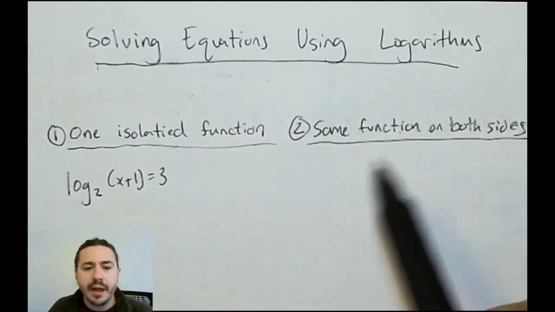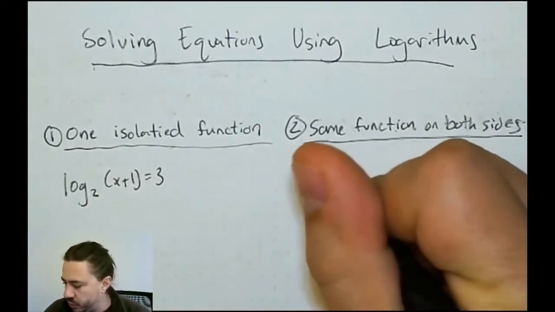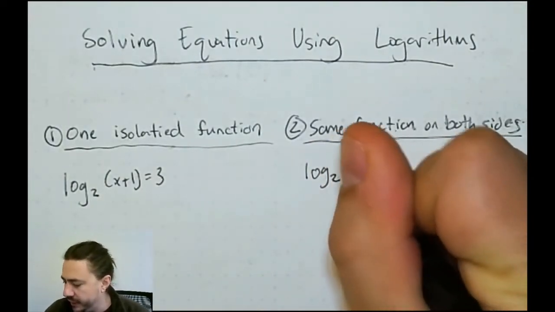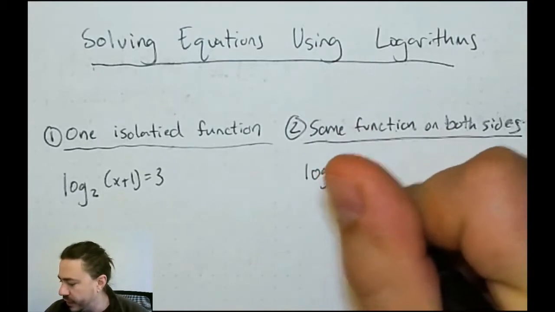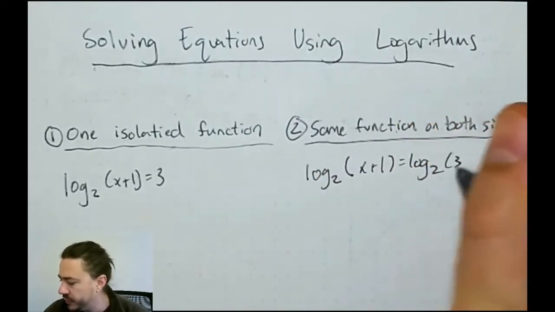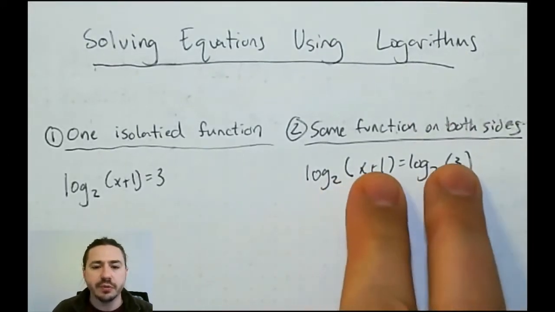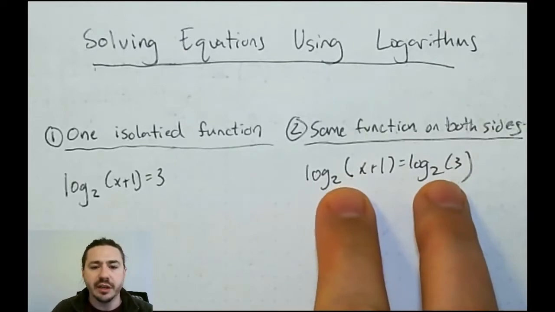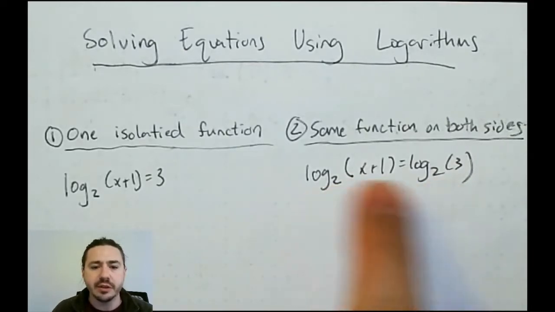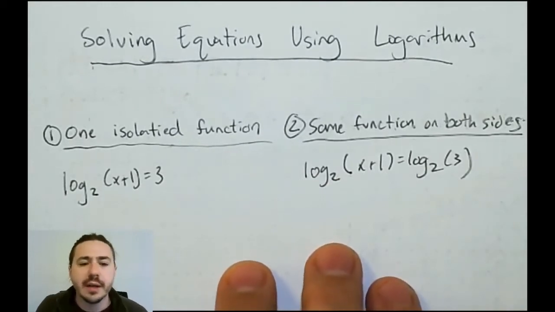So what I mean by having the same function on both sides is when you get an equation that has the same base, where we have something like log base 2 of x plus 1 equals log base 2 of 3. Notice in this case, you've got the same logarithm on both sides. Your arguments might be different, but the key thing to notice here is that the bases are the same.